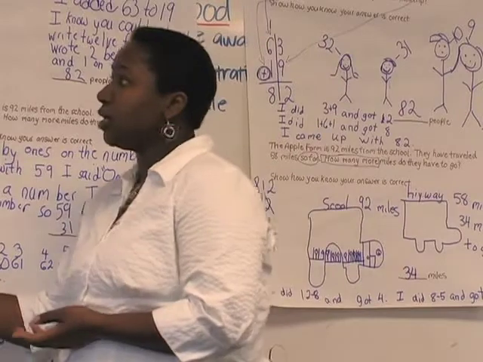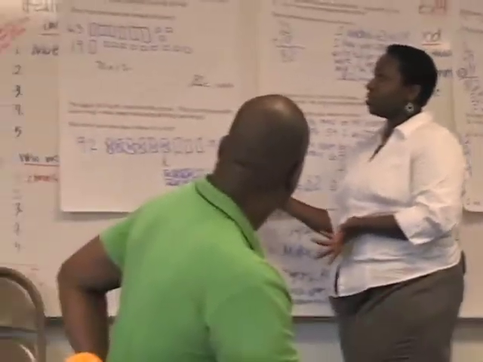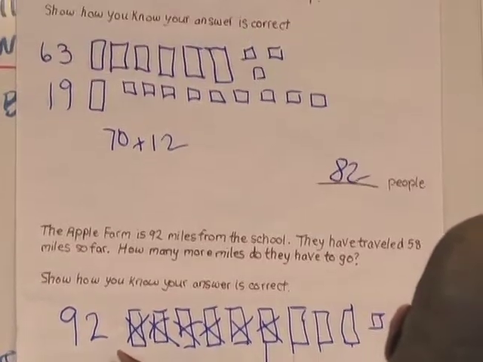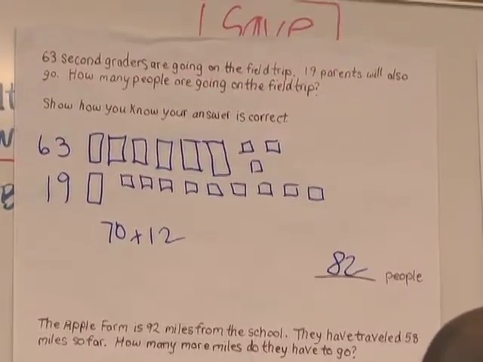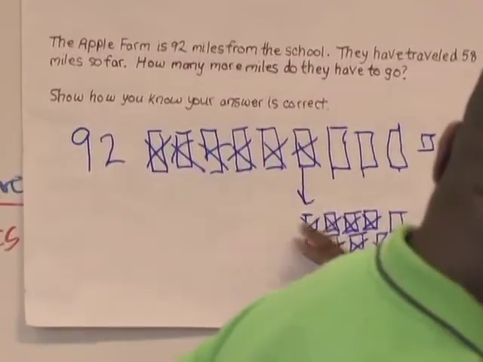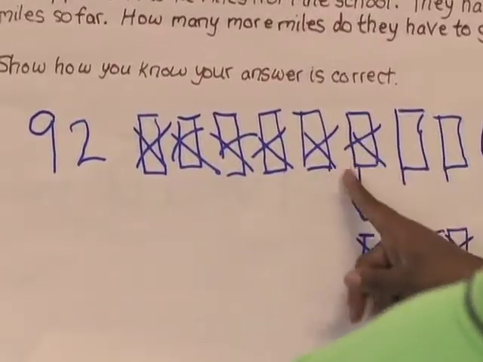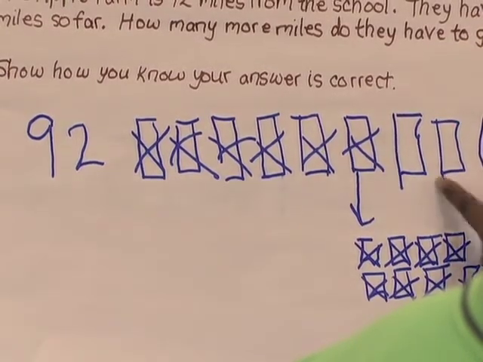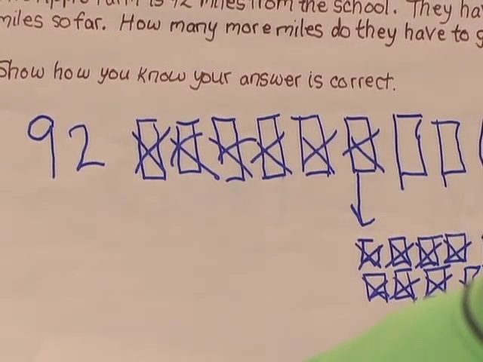This one was chosen because this student actually decided to use the base 10 blocks and showed an appropriate way of finding the difference. Here's the 92. And they're Xing things out. They regroup these and mark these off. Here is the answer of what's left, 34.